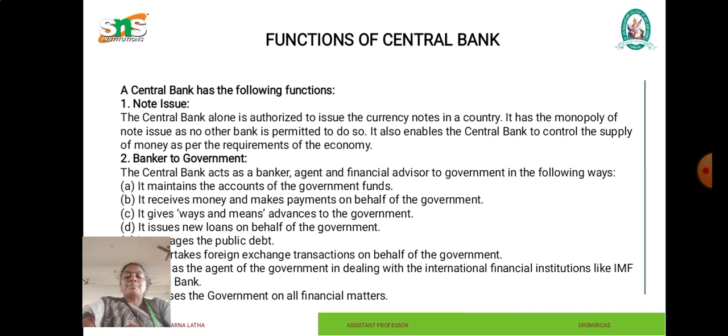It manages the public debt. It undertakes foreign exchange transactions on behalf of the government. It acts as the agent of the government in dealing with international financial institutions like IMF and World Bank. It advises the government on financial matters.